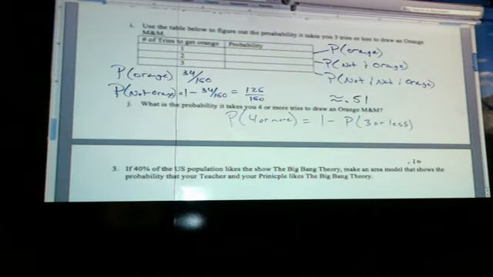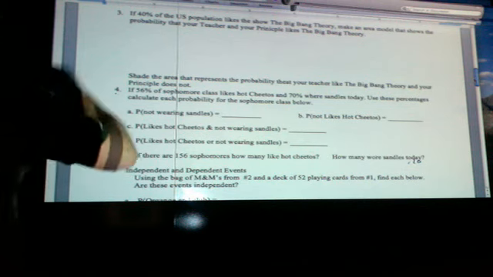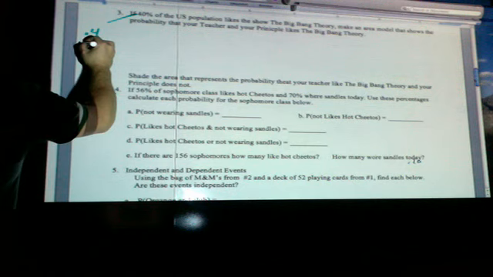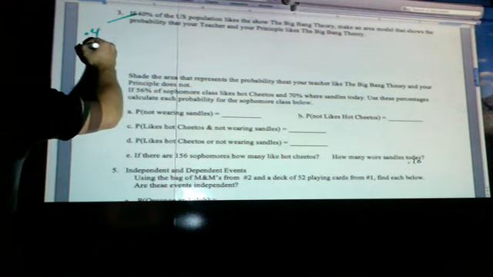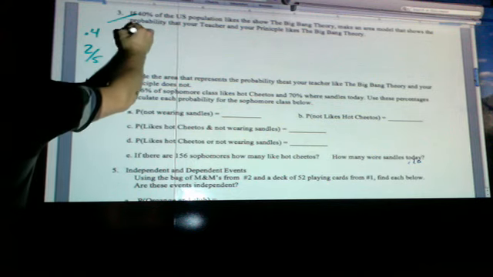All right. Now, you can see number 3 down here. It says, if 40% of the U.S. population likes to watch Big Bang Theory, I am one of those 40%. Make an area model that shows the probability that your teacher and your principal like the Big Bang Theory. My hint to you here is write 40% as a fraction. 40% is 0.4, which as a fraction is 2/5. You can also think of 40% as 40 over 100, which also reduces to 2/5.